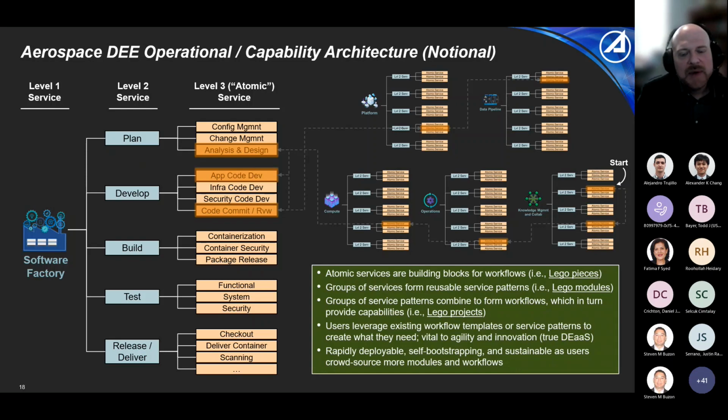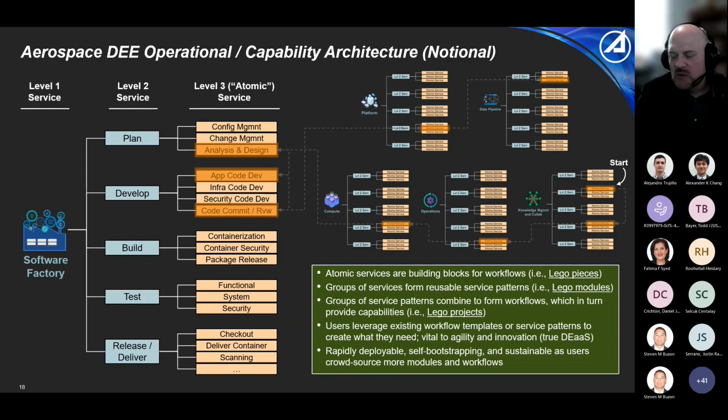And so going back to the Lego analogy, the atomic services here, each of these little individual blocks that are highlighted in orange, are the building blocks. They're the Lego pieces that allow you to create a workflow. And then groups of services form reusable service patterns. Maybe every time something like this is done, there are 4 security steps that have to be established to enable the right security environment and set up single sign-on authorization and that sort of thing. Okay, well, let's just abstract that for the user. And then you get groups of service patterns and individual blocks, and now you've got a workflow, and you've got an actual Lego project that's kind of cool.